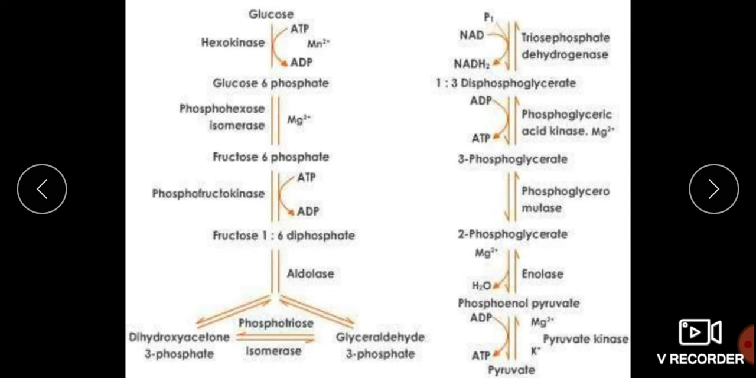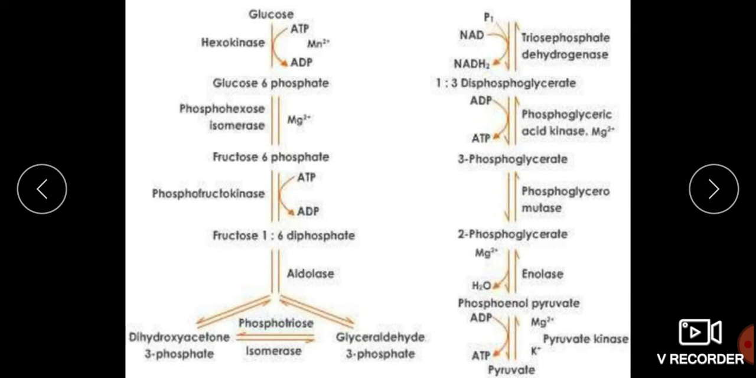In the first step, glucose gets converted into glucose 6 phosphate with the help of the enzyme hexokinase. Glucose 6 phosphate gets converted into fructose 6 phosphate with the help of the phosphofructokinase enzyme. Further, the fructose 6 phosphate gets converted into fructose 1,6 diphosphate. Fructose 1,6 diphosphate splits into two similar compounds, dihydroxyacetone phosphate and glyceraldehyde 3 phosphate, with the help of the enzyme aldolase.